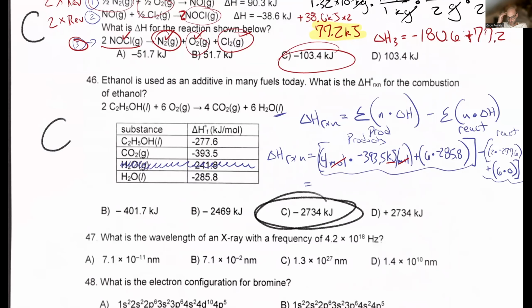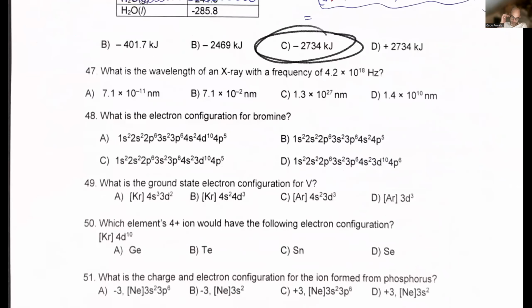So negative 2,734 kilojoules of energy. All right, next up. What is the wavelength of an X-ray? Okay, so the wavelength of an X-ray with the frequency.